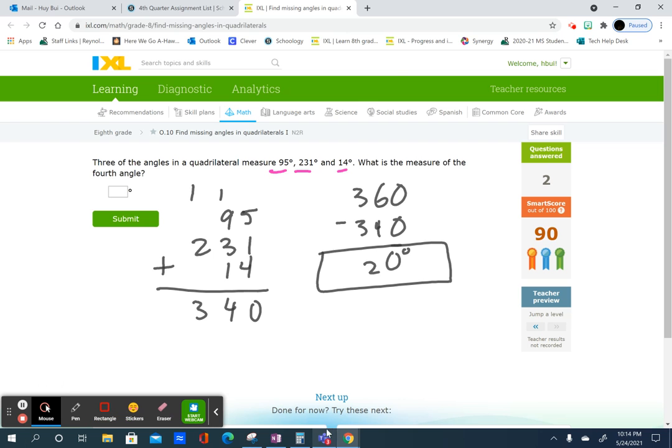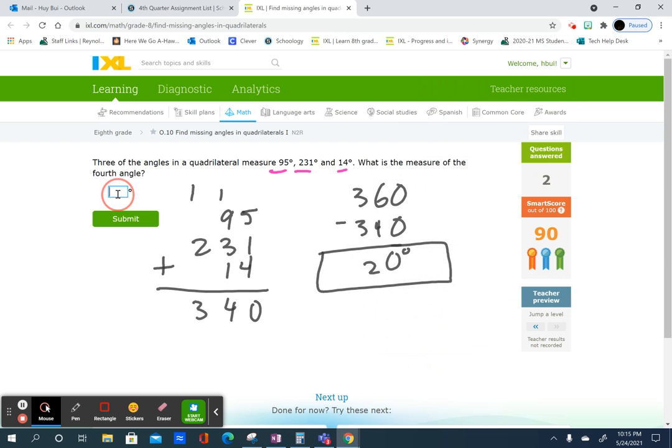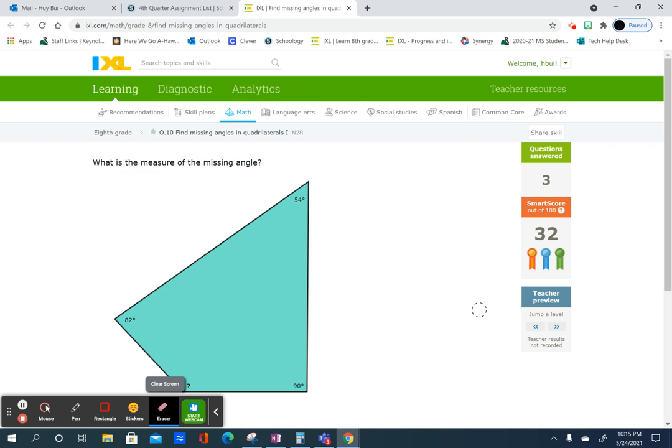Before I type in this answer, I did do the math by longhand. So let's just make sure. 95 plus 231 plus 14 equals 340. Yeah. All right. Gotta check the work. The word problem, no big deal. Do it the same way. Don't need a picture. All these problems are the exact same way. There's no special types of quadrilaterals here to deal with. And so this is a straightforward assignment. Hopefully you don't find this too tricky.